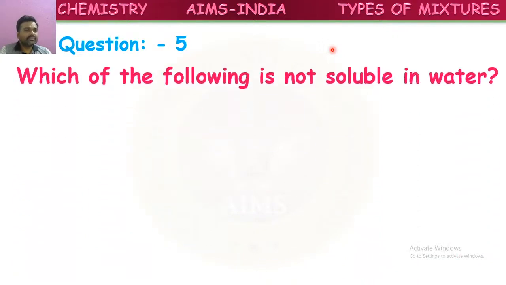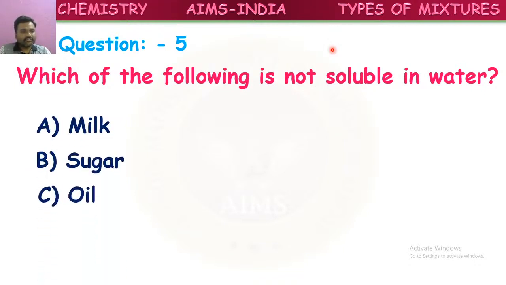Next, let us see which of the following is not soluble in water: milk, sugar, oil, and salt. Which is not soluble into water? Is milk not soluble into water? No, it is easily soluble into water. When you add some water into milk, it disappears. We cannot find the components of these two, milk and water, separately. They will be mixed very fine. So these milk and water are easily mixing one into another. So this is not the correct answer.